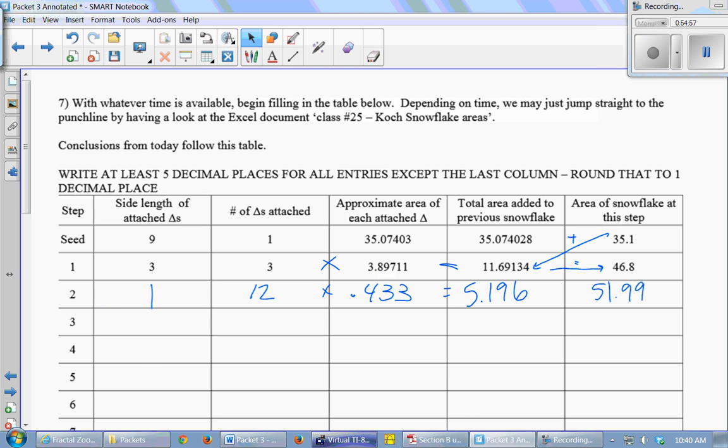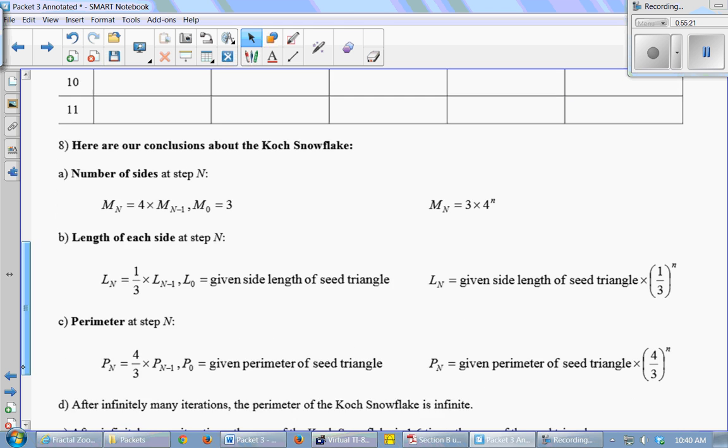Before I even show you a whole big Excel spreadsheet with this in it, what do you notice about the jump from 35.1 to 46.8 versus the jump from 46.8 to 51.99? Smaller, right? So I did grow, because I added some area, but I grew by a smaller amount in the second step than in the first.